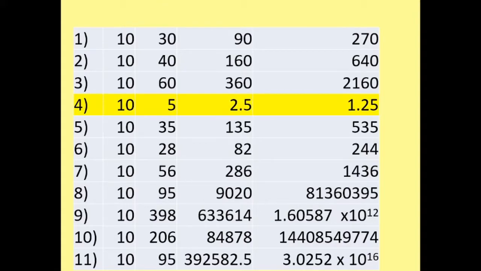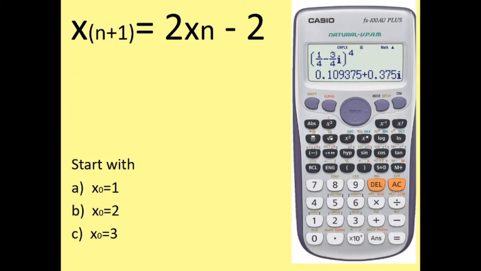And this one I want everyone to do 4. Because if you look at 4, 4 is going to actually tend to a number. And if we keep going with 4, it's going to give you an answer. Okay, and this is iteration. So this is what I want you to do. I want you to do the sequence of 2x minus 2. So I get a number. Yeah, so I want you to do it with 1, 2, and 3.